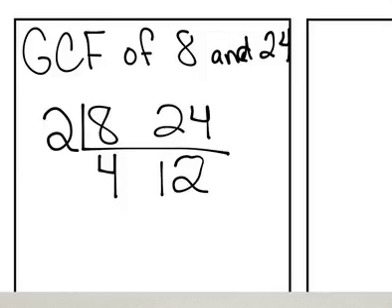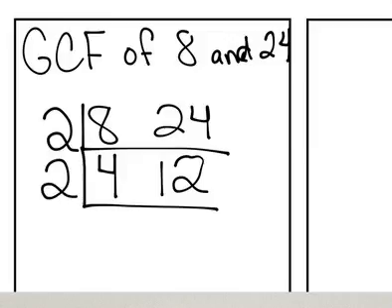Now look at the bottom layer of your cake with 4 and 12. Ask yourself, is there anything that we can divide into 4 and 12? Aha! Once again, we have a couple different options here. We could divide by 2 or 4. So we're going to draw another layer and keep dividing. We're going to divide by 2 again. 4 divided by 2 is 2, and 12 divided by 2 is 6.